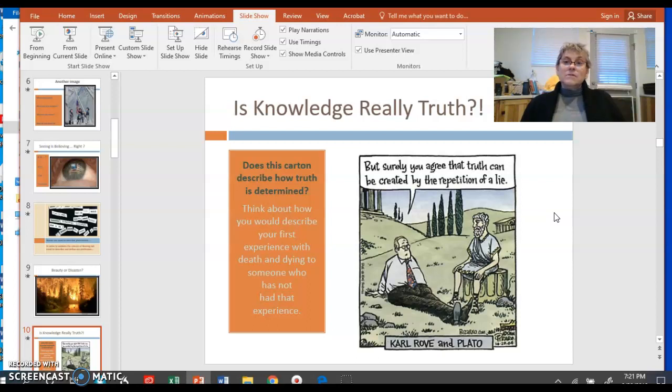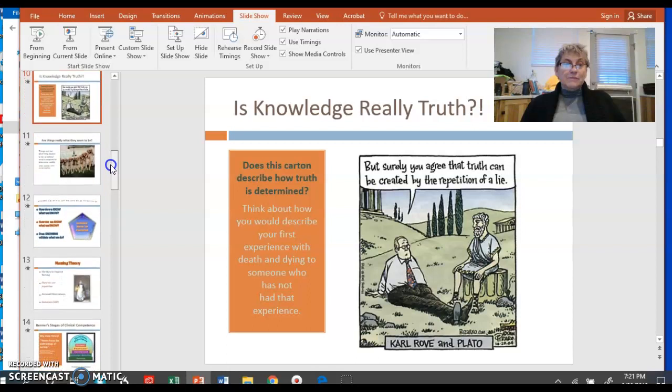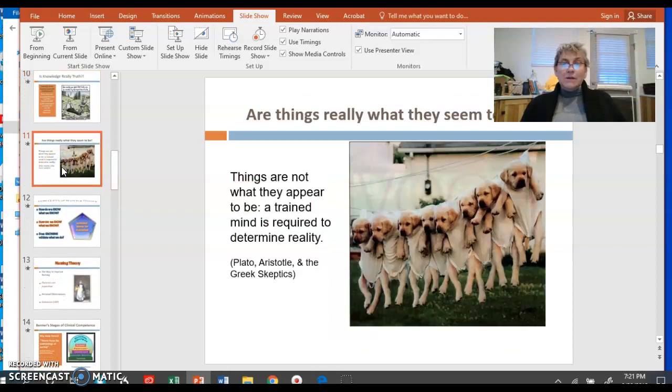Well, in nursing, there's a lot of things that we do that are related to tradition potentially, or things that we've always done. And we might believe that that is truth, when in reality it might potentially become a lie as we have more and more knowledge and more evidence out there for us to use related to what we do and what we know in nursing. So here again, are things really what they seem to be?